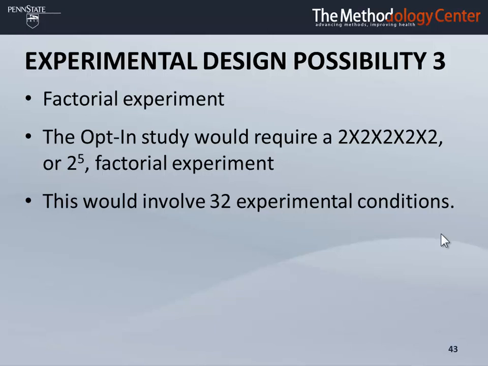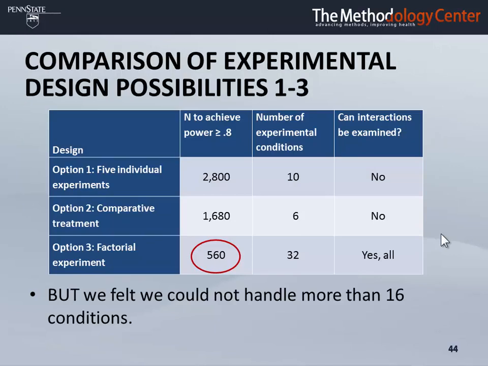Third possibility is a factorial experiment. So in the opt-in study, this would be a 2 by 2 by 2 by 2 by 2, or 2 to the 5th factorial experiment that would have 32 experimental conditions. So let's stop there. There actually is a fourth alternative I'm going to talk about in a second, but let's look at the resource requirements.